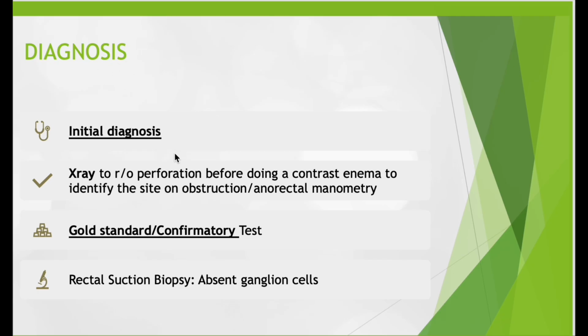For the diagnosis, your initial test should be an X-ray, because first we want to rule out any form of perforation before we do a contrast enema to identify the site of the obstruction, or an anorectal manometry. So always do an X-ray first if you are suspecting Hirschsprung's disease, and then you can do a contrast enema to identify the site of obstruction. But for the gold standard or confirmatory test, you have to do a rectal suction biopsy, which will show absent ganglion cells on the affected portion of the colon.